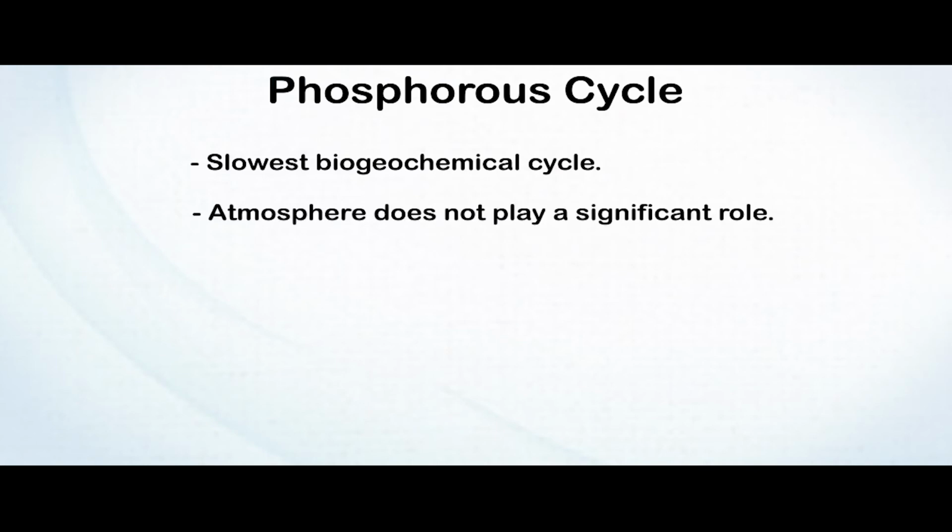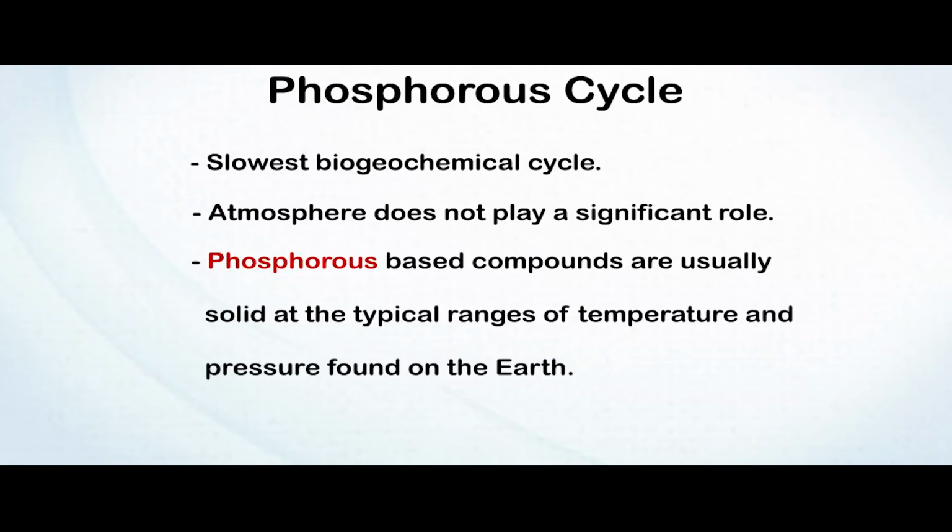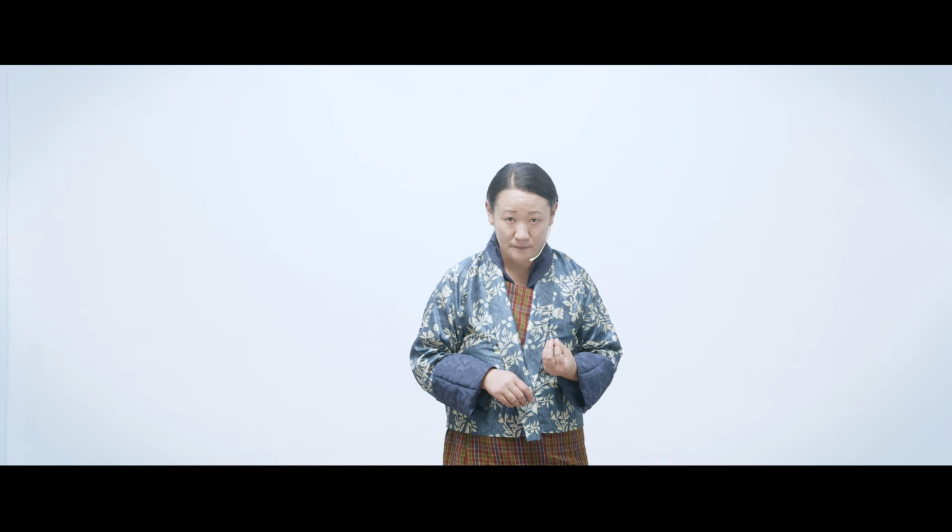The phosphorus cycle is the slowest biogeochemical cycle. The atmosphere here does not play a significant role. Phosphorus-based compounds are usually solid at the typical ranges of temperature and pressure found on the Earth. Phosphorus cannot be found in the air as a gas. It only occurs under highly reducing conditions as the gas phosphine.